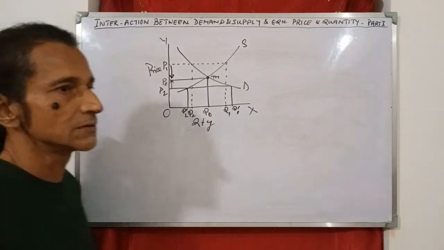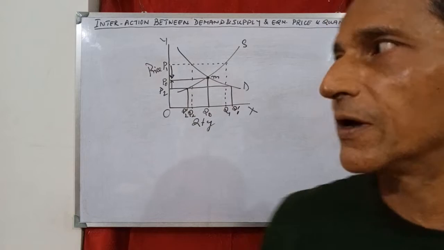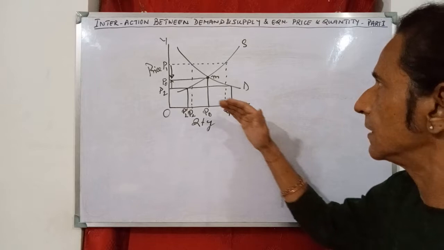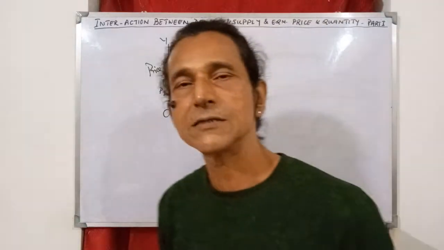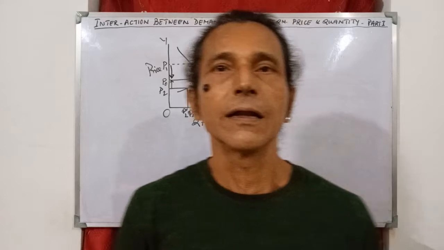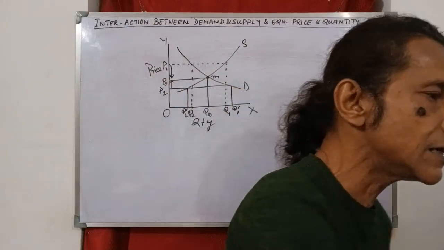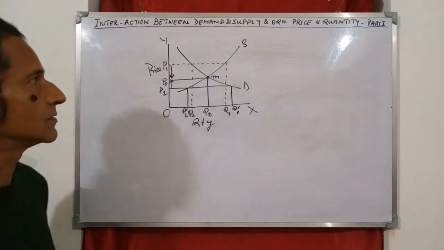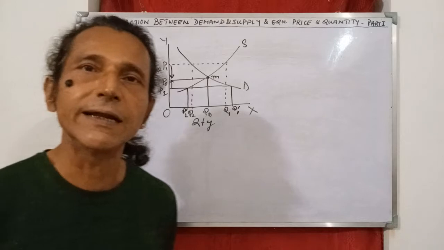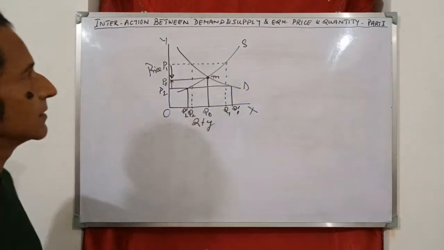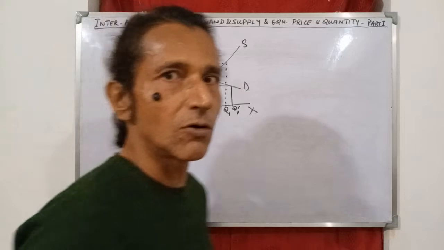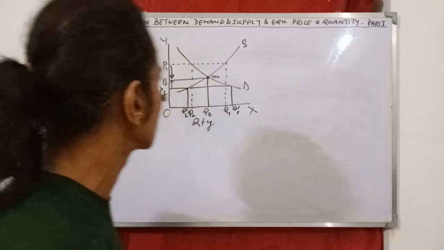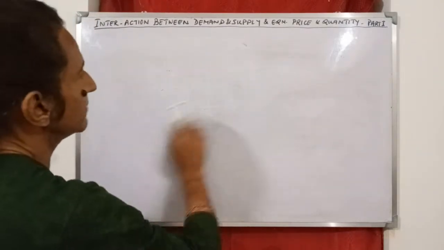Okay, so this is the way equilibrium price and quantity are determined by the intersection of demand curve and supply curve. Right? Now I shall draw few diagrams to see how that interaction takes place. Correct? And all the diagrams will depict different scenarios. So let me erase this part.